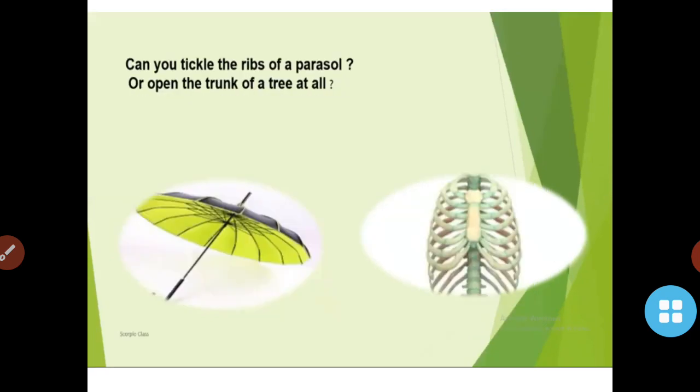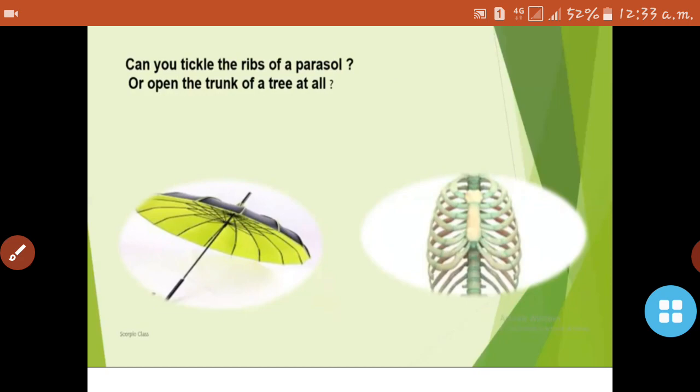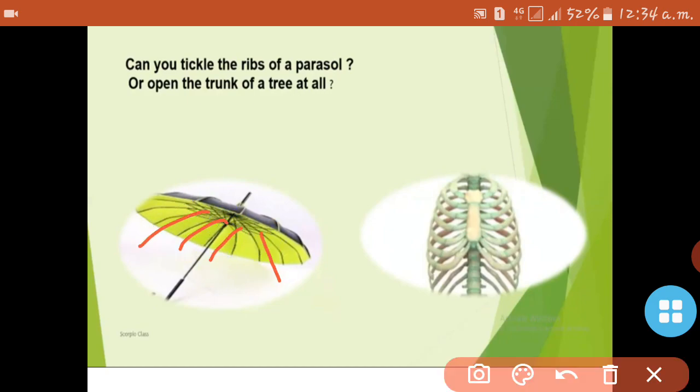Now second is, can you tickle the ribs of a person? Now here the word person is written. Now we can see in the hard words, if you have a textbook you can refer to it, then what is the meaning of person? Person means an umbrella. Okay, the umbrella has ribs, means the sticks of the umbrella. So here we can see the sticks. Okay, the sticks of the umbrella are called its own ribs.